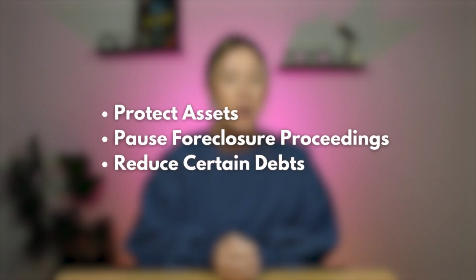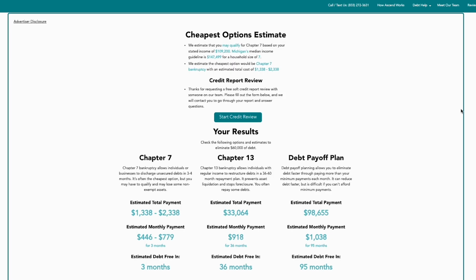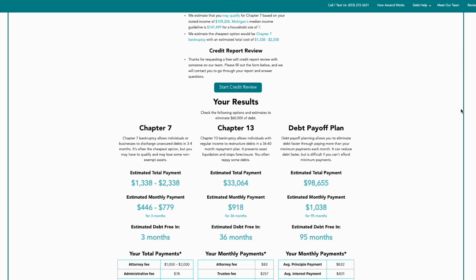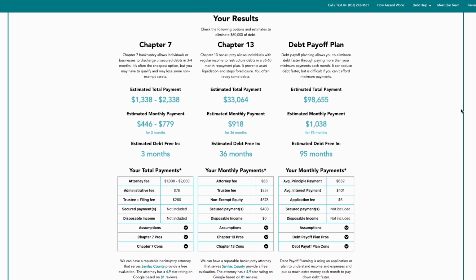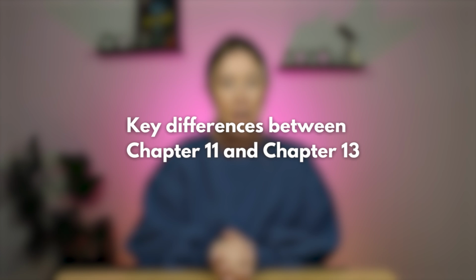This process may simplify the debtor's financial obligations as they only need to focus on making one single payment each month. Chapter 13 might help debtors protect assets, pause foreclosure proceedings, and reduce certain debts. Many individuals find it a more affordable and streamlined option compared to Chapter 11. To estimate your Chapter 13 repayment plan and overall costs, try our Chapter 13 calculator, which provides personalized insights based on your financial situation. Third, let's go over key differences between Chapter 11 and Chapter 13.